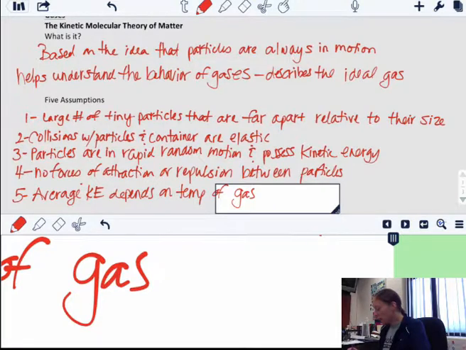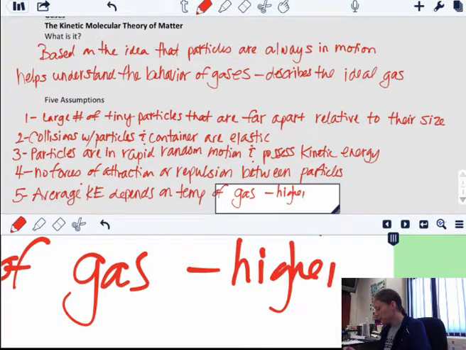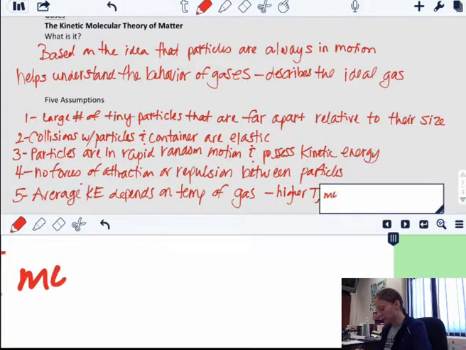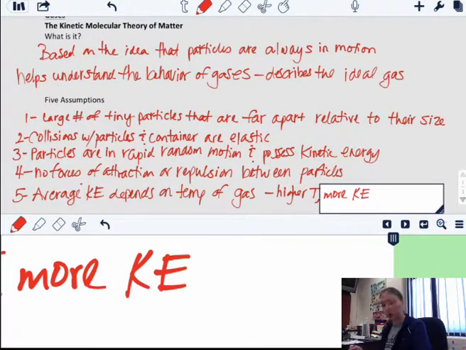So if you have a higher temperature, you're going to have more kinetic energy because they're moving. I always think that they're moving faster. If you're at a higher temperature, things have more energy, they're more excited, they've got more energy to move, so they move around a lot faster and they have a lot more kinetic energy.